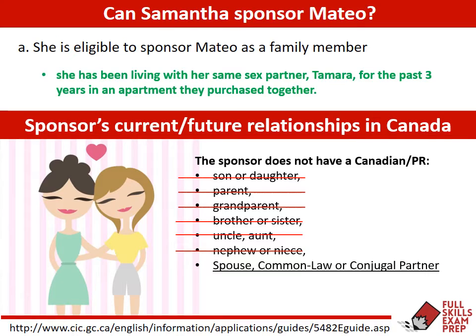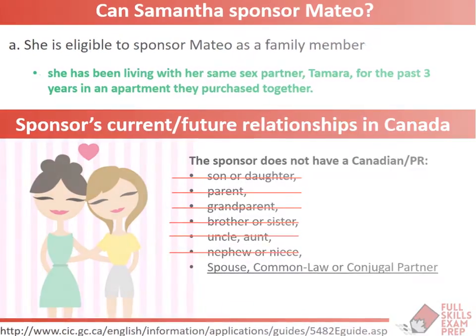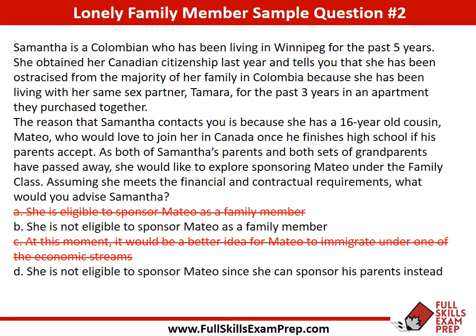We'll talk about this in detail, of course, in the lesson on spouses and common law partners and conjugal partners. But one of the biggest indicators, and for knowing the difference between a boyfriend-girlfriend relationship and a common law partner relationship, is that a common law partnership is basically a marriage without the wedding day. And you can see that a couple who's been living together for 3 years and purchased an apartment together is seemingly in a marriage-like relationship. So because Samantha has a common law partner in Canada who's Canadian, that would make her ineligible to sponsor Mateo.